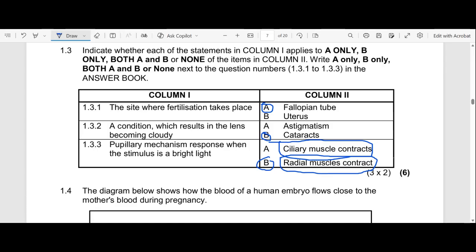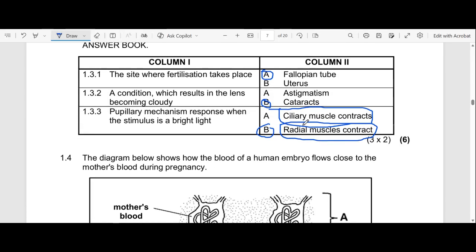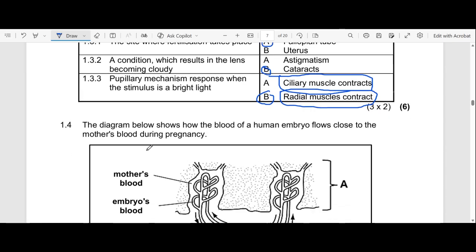Causing the pupil to do what? To constrict. That's allowing less light to come through the eye. Does that make sense? So our answer here is none of the two, right? Now let's go to 1.4.